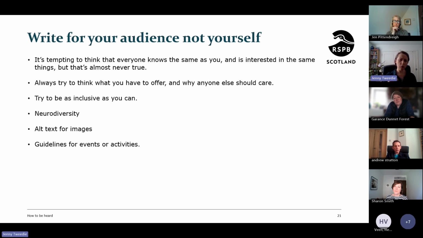Always try and think about what you have to offer. Why should anybody care about what it is that you're writing and what you're trying to communicate to people? Also try and be as inclusive as you can. I talked a little bit about plain, simple language, but also try and think these days about neurodiversity, so things like dyslexia. Quite often, if you have big screeds of text, a lot of the stuff that I've already talked about can really help. So breaking things up into bullet points, making sure you don't have too much text on the page, and being careful of your capital letters. That can really break up the text as you're writing.